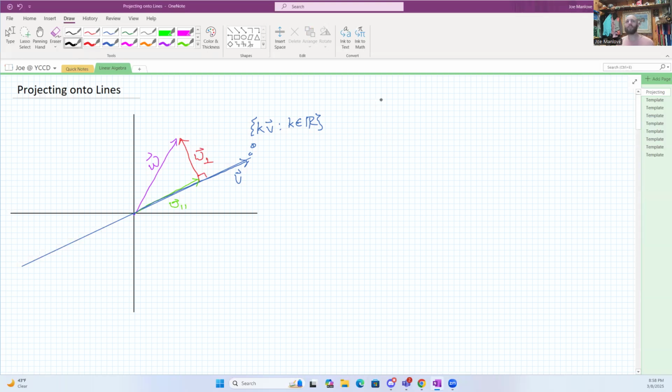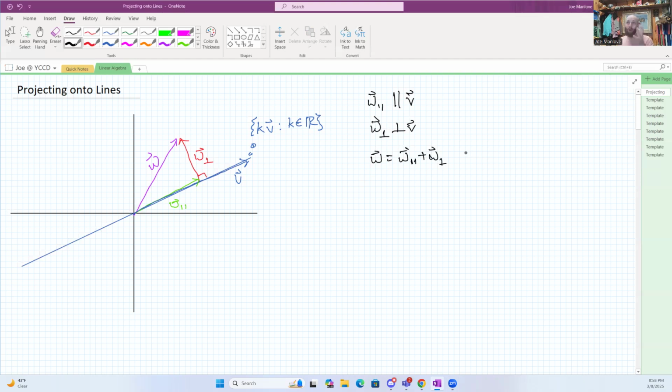So my three little facts are going to be that w parallel is in fact parallel to v, first fact. w perpendicular is going to be perpendicular to v. And third fact, w itself is made out of w parallel plus w perpendicular. Okay, let me fix my handwriting a little bit here.